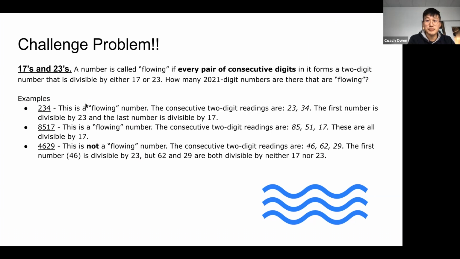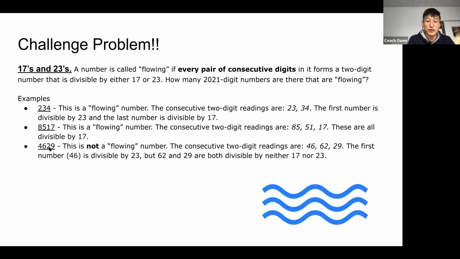Here are some examples of smaller numbers that are considered flowing. You have 234. This is a flowing number because if you read the two pairs of digits consecutively, you get 23, which is divisible by 23, and 34, which is divisible by 17. So this checks out. 8,517 is also a flowing number. You have 85, 51, and 17, and all of these numbers are divisible by 17.